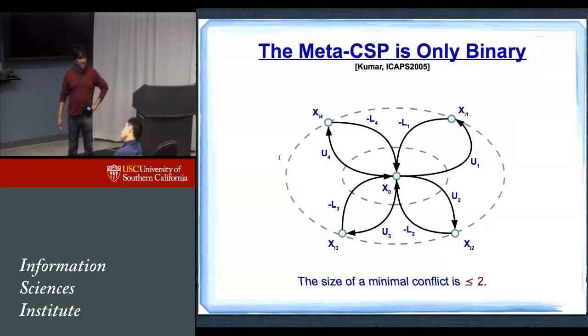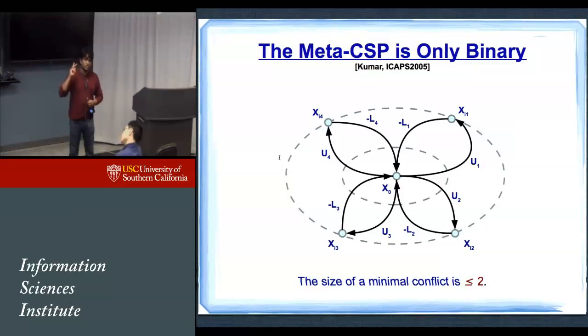What does it mean? It means that if there are conflicts in my system by virtue of the commitments that I make, well, guess what? At most 2 of them contributed to that conflict. There are no higher order conflicts. It had at most two of my commitments that created a conflict. Which means if anything at all, our meta-level CSP is only a binary CSP.